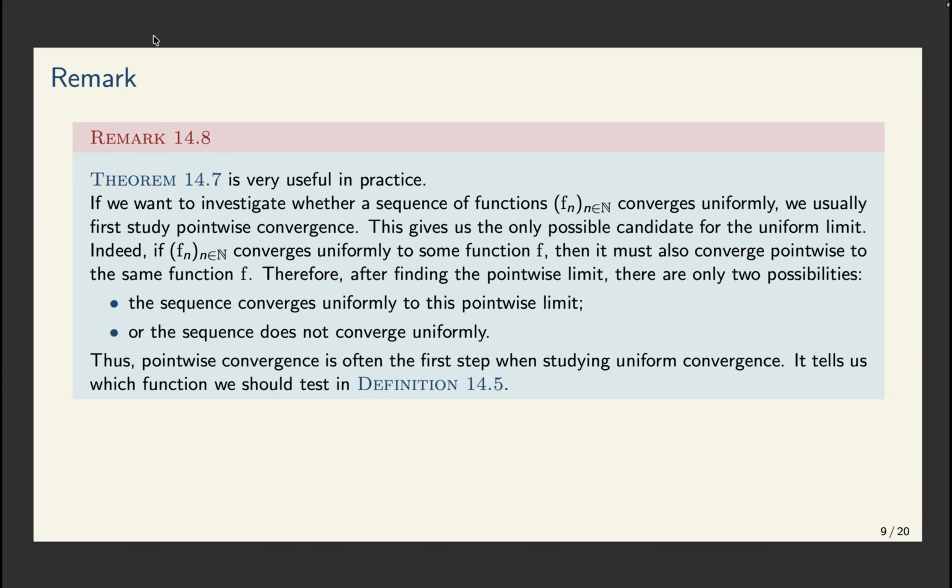If we want to investigate whether a sequence of functions converges uniformly, we usually first study pointwise convergence. This gives us the only possible candidate for the uniform limit. Indeed, if f sub n converges uniformly to some function f, then it must also converge pointwise to the same function f. Therefore, after finding the pointwise limit, there are only two possibilities: the sequence converges uniformly to this pointwise limit, or the sequence does not converge uniformly at all. Thus, pointwise convergence is often the first step, even when we want to study uniform convergence. Okay?